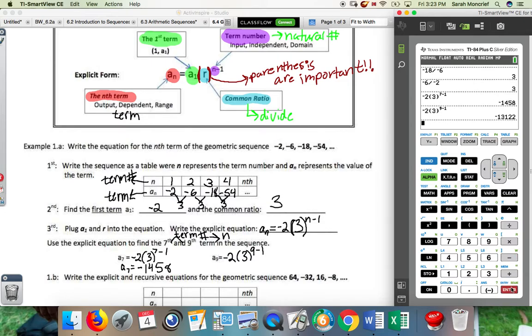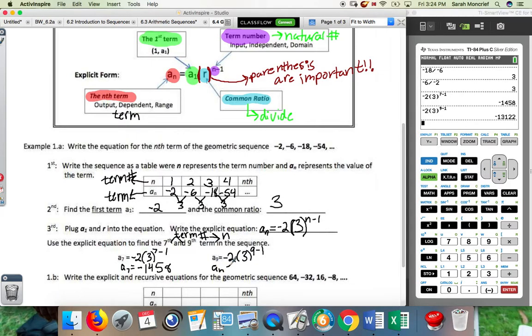And click enter. And we get a sub 9 is equal to -13,122. And that's all you've got to do. That's it.